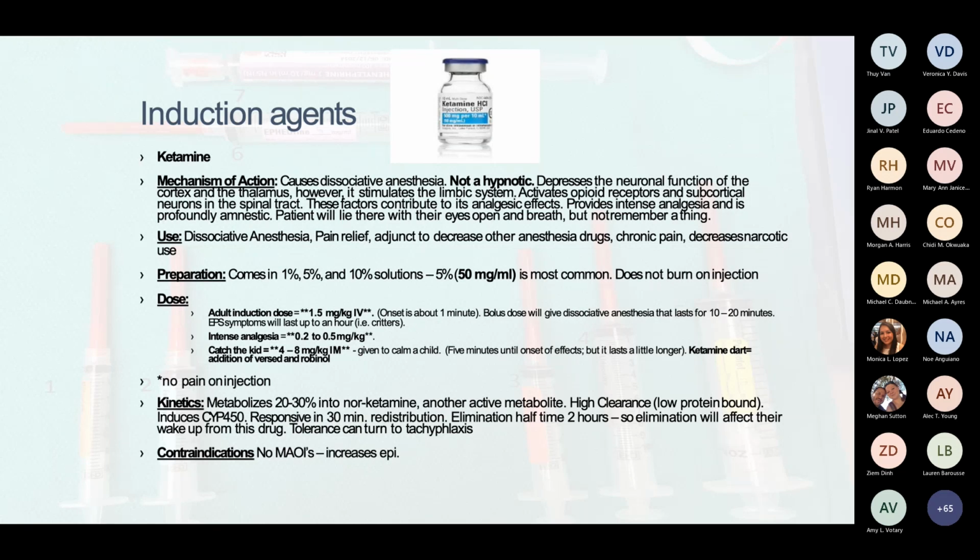As far as induction, if you're giving it IV, you have to look at your patient. If you have somebody that's extremely sick and you're just trying to make sure they don't remember things, you may consider starting at that 0.5 milligrams per kilogram and working your way up to 1 to 1.5. And it just kind of depends on your center as far as what they do.